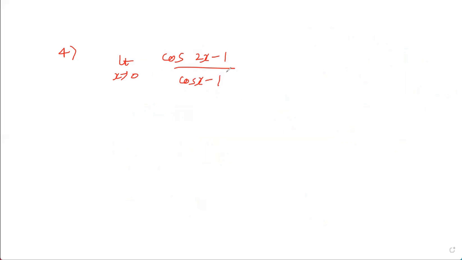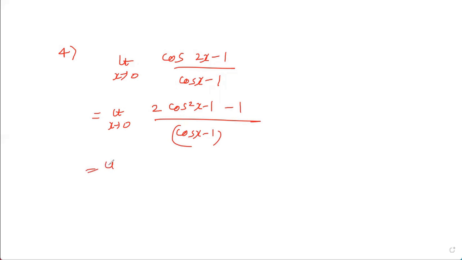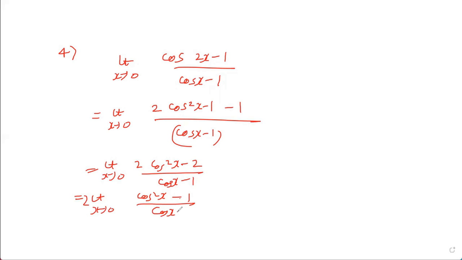Now cos 2x, we all know the formula of cos 2x. So what we'll do here is convert cos 2x in the form of cos x. In that case, it will become twice of cos square x minus 1 and another minus 1. And this cos x minus 1, let it be as it is. Now this becomes twice cos square x minus 2. Now we'll take that 2 common outside. It's a constant, so it's becoming cos square x minus 1 divided by cos x minus 1.